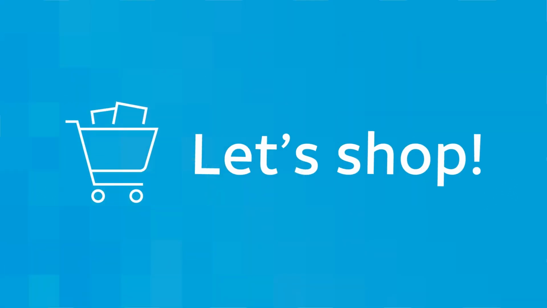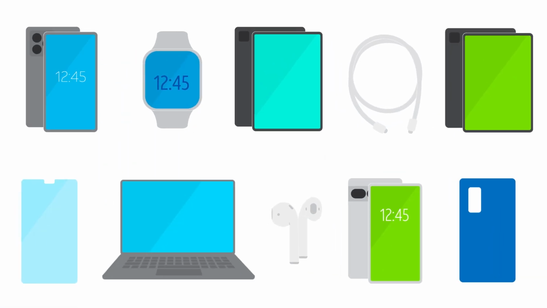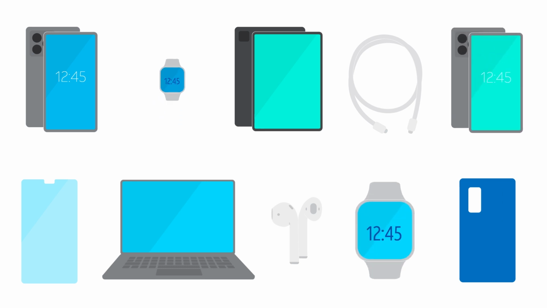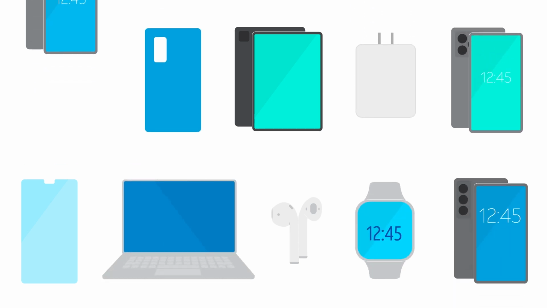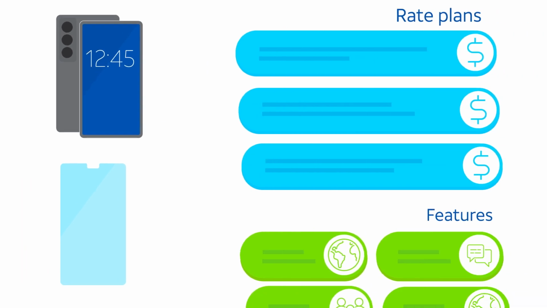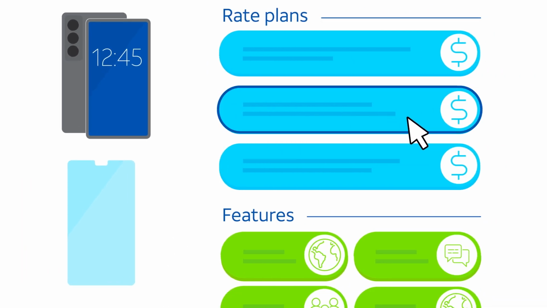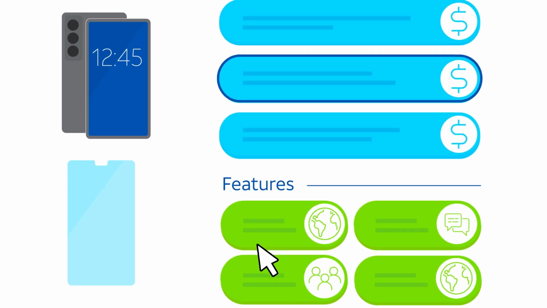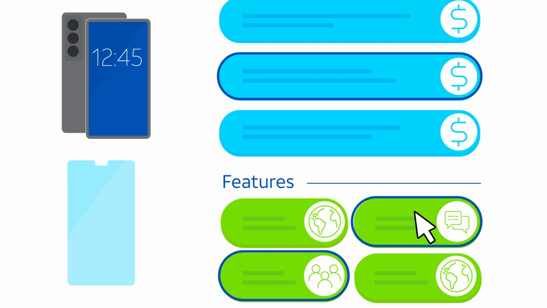Now, let's shop. Check out the latest devices and accessories. Zero in on products that match your business needs by filtering or customizing your search. Then, select a rate plan and features. With a click of a button, you can add new lines or upgrade existing devices.